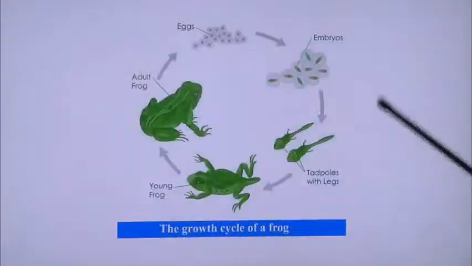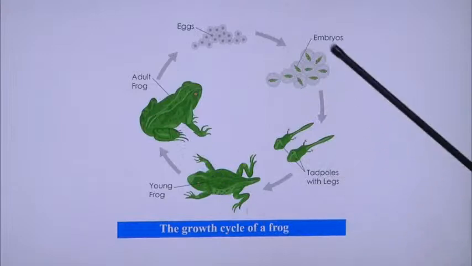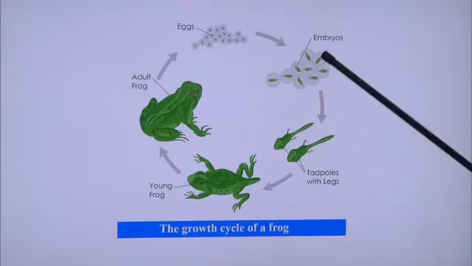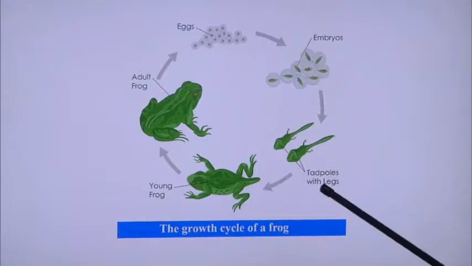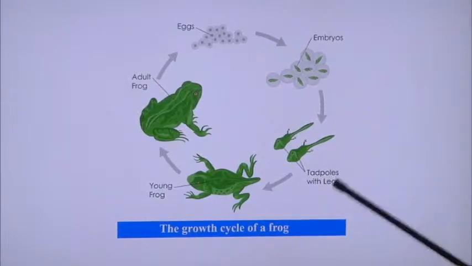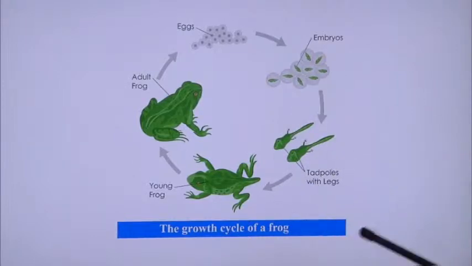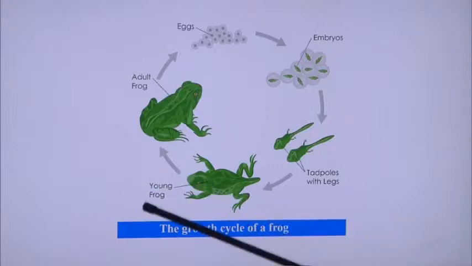on the screen. Now you see a toad. A toad lays its eggs in water. And the eggs hatch into embryos. From the embryo, we get to the tadpoles with legs. And as the toad eats, it will grow to become what? A young frog. Then it becomes an adult frog. And also starts what? Laying eggs. So they grow, they multiply. They do what? They multiply.